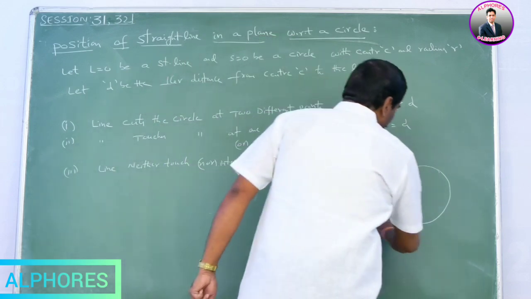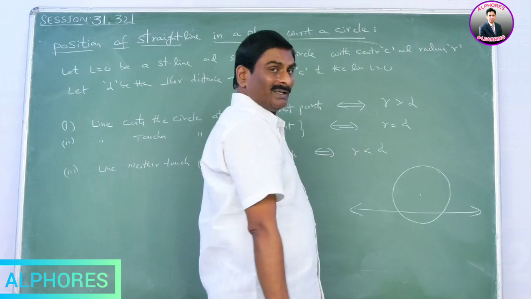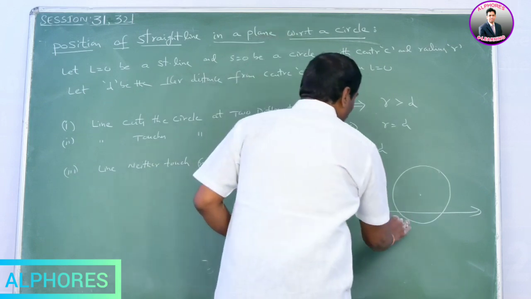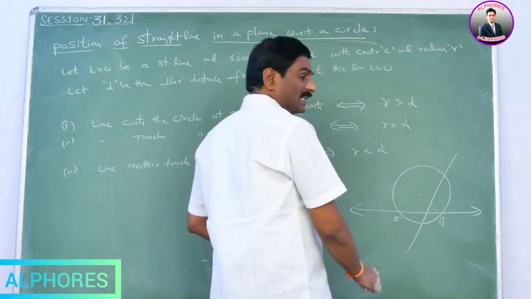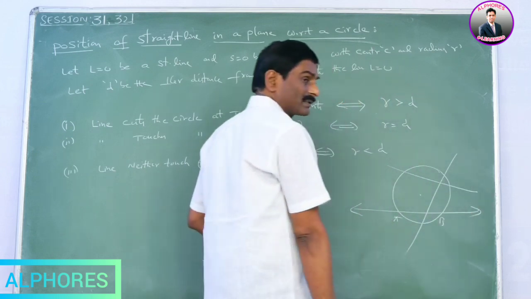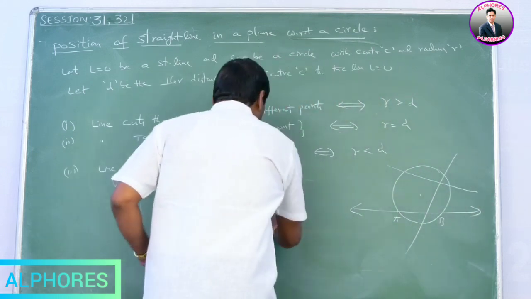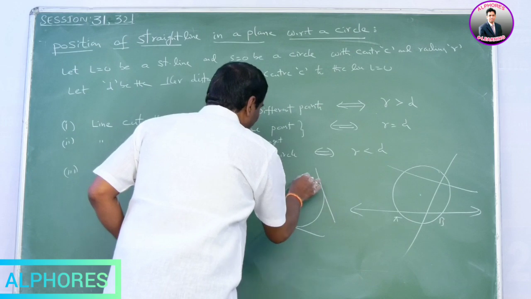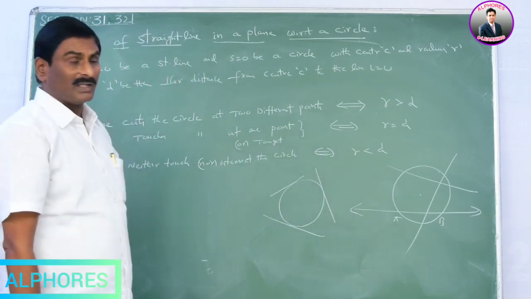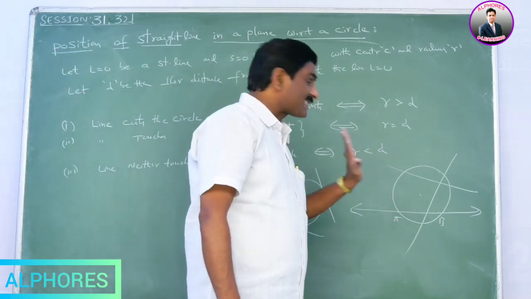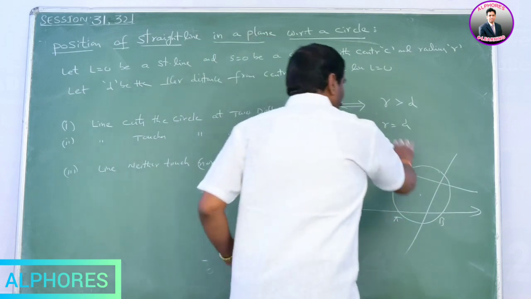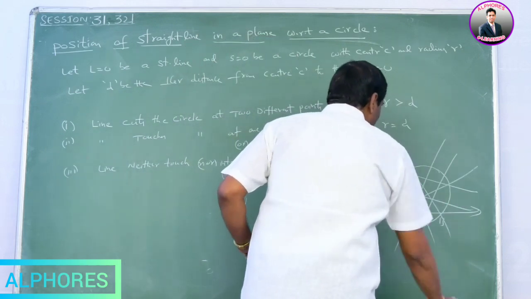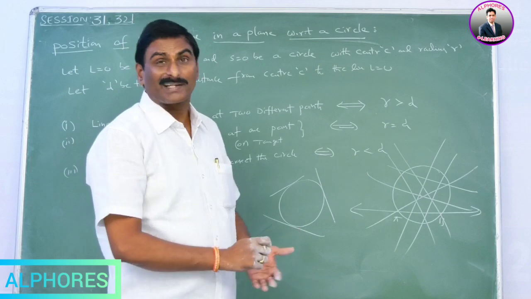This is the line. Please observe this point. This line cuts the circle at 2 different points A and B. Suppose the line is in this way. It cuts 2 points. Suppose the line is in this way. In this case, the line touches the circle. In this case, the line cuts the circle at two different points. Suppose all of these lines cut the circle at two different points. More than 2 points is not possible.